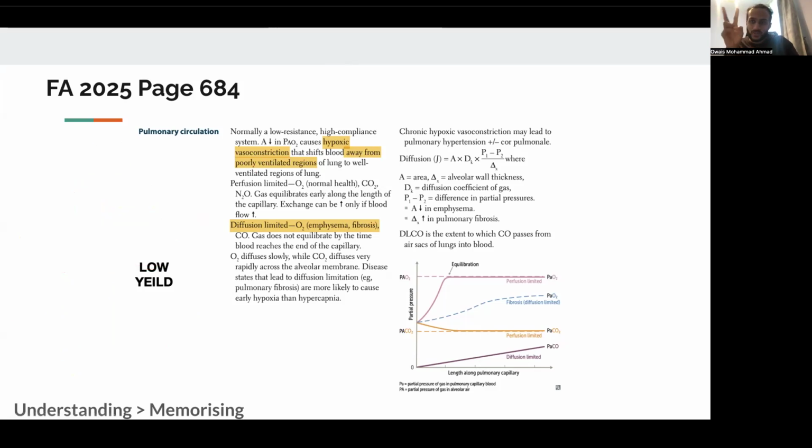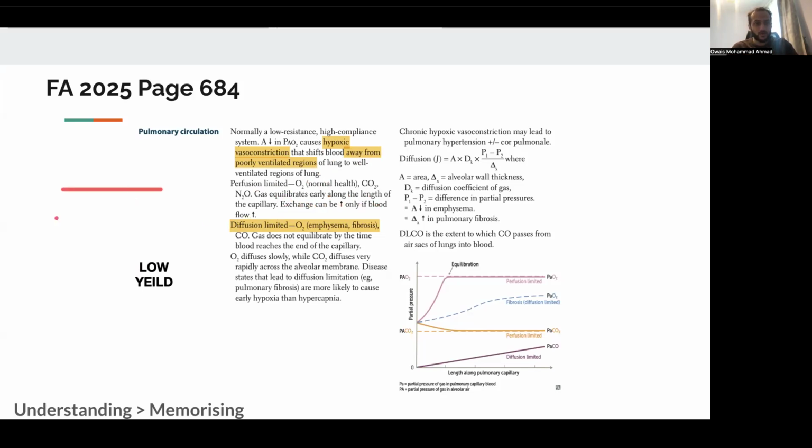Now there are two concepts that you guys want to learn. They're known as perfusion limited and diffusion limited. Perfusion limited essentially means anyone with normal health, so us, we can qualify for perfusion limited. And basically your O2, your CO2, and your N2O diffuse, so the gas equilibrates along the length of the capillary. Exchange can only be increased if blood flow increases.